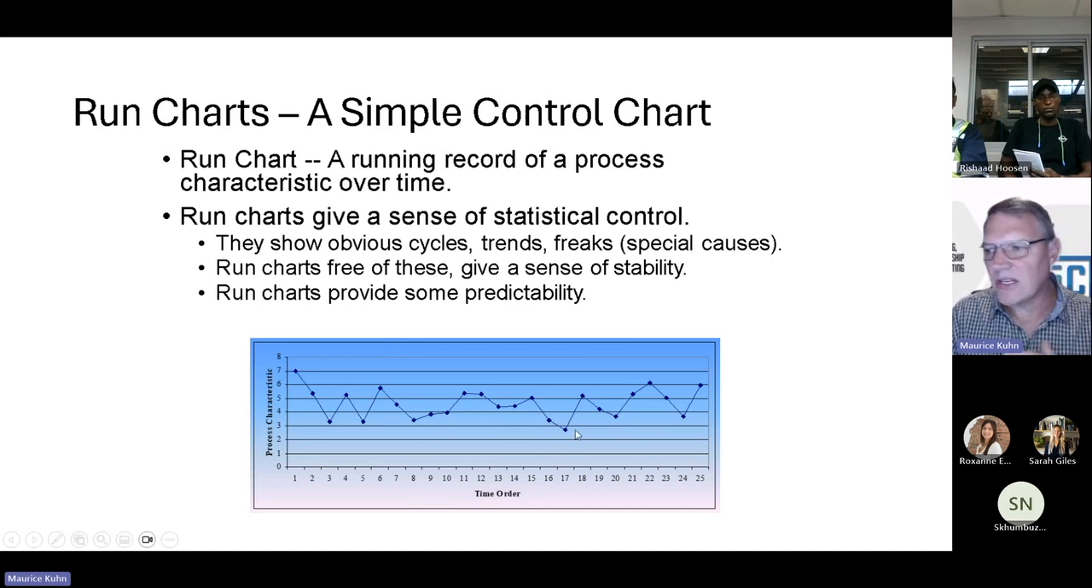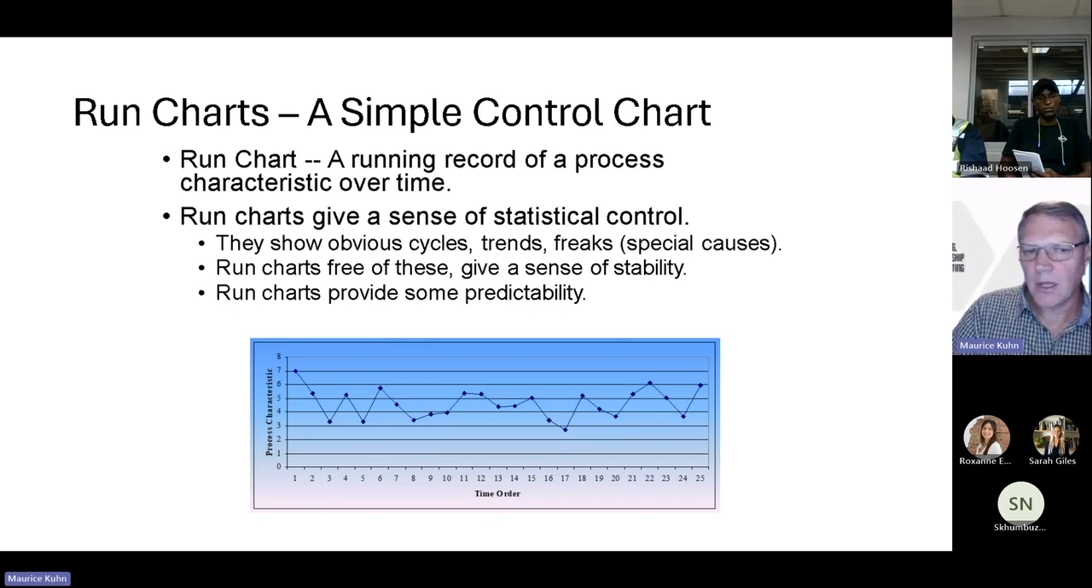If you look at the variation from point to point, it more or less fits within the overall variation. So visually, we could look at this and say, you know what, there's no real major obvious cycles or trends or what we call freaks in here, you know, special causes that are coming out. So it does give us some level of predictability.